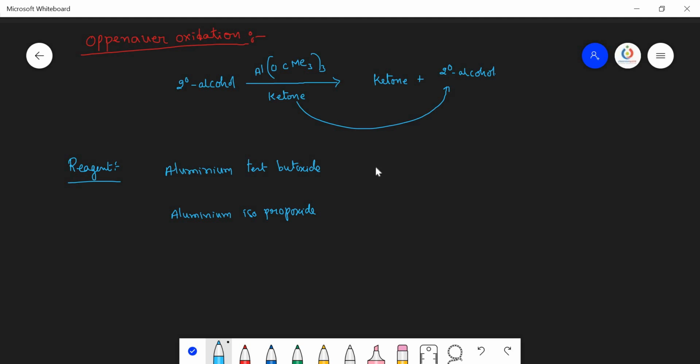A simple thing: aluminum, OCCH3. These three CH3 groups are there, and again these are three. Why? Because aluminum valence is 3. So the structure of this reagent is aluminum connected to the oxygen, then the next carbon. This carbon is connected to three methyl groups every time. So like this.